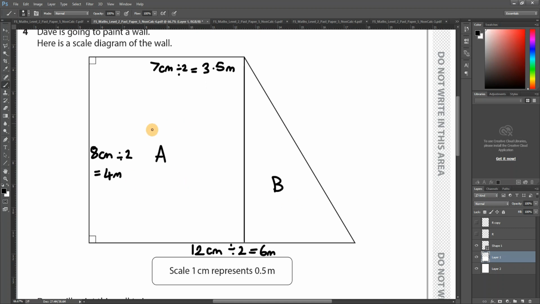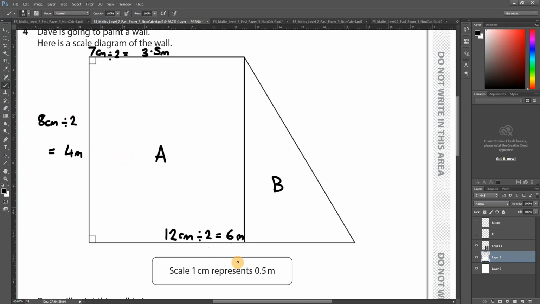Okay, so shape A is not too bad. That is just this length here, 3.5. In fact, let me put that here so it's a little bit clearer. And this is 4 meters. Yep. So in fact, let me just tidy this up. Okay, so I've tidied it up a little bit. It's not great, but you get the idea.